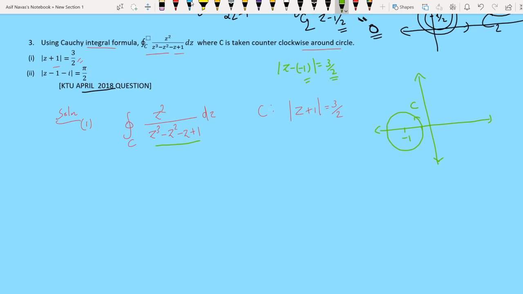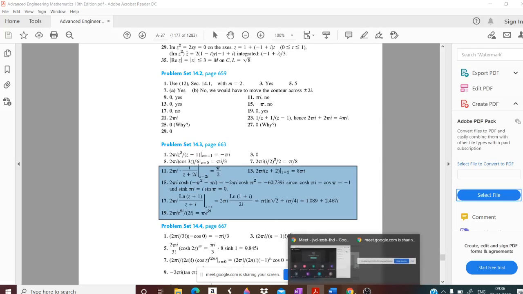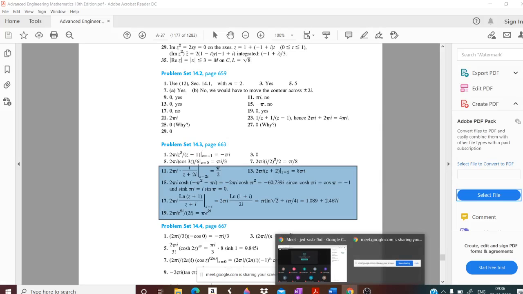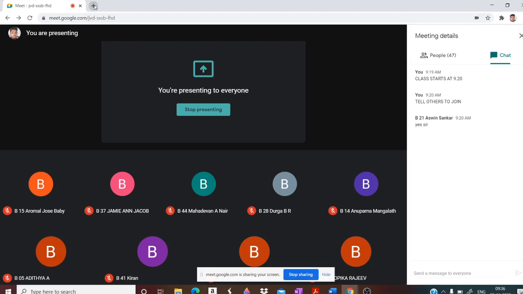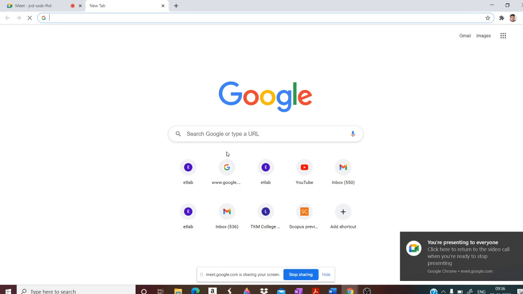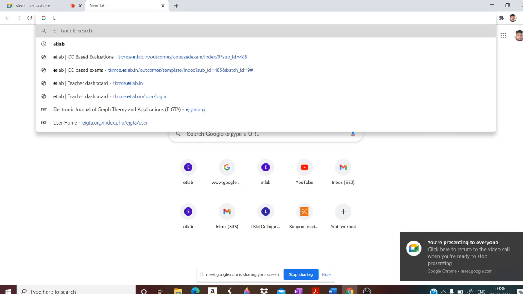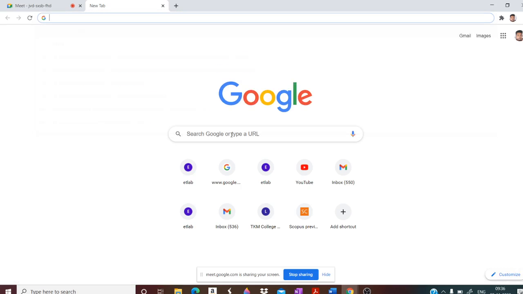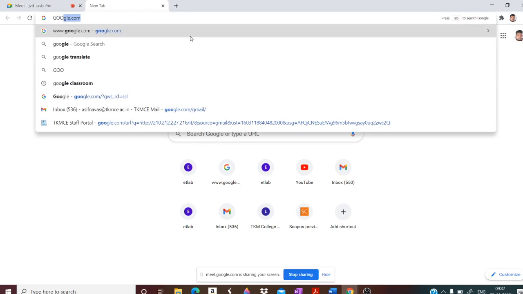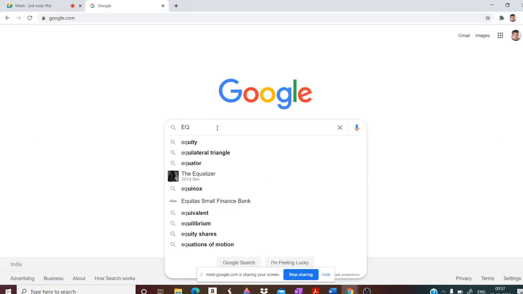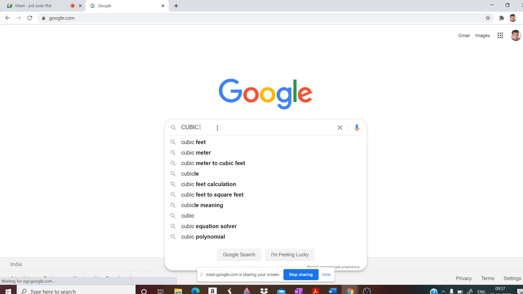Now we will find when this integrand is not analytic, when z cube minus z square minus z plus 1 equal to 0. So you have to find out the roots. If you have a calculator, you can easily find a root. Otherwise, I am just using Google. In the examination, you can find roots by using a calculator, or you can use the cubic equation.